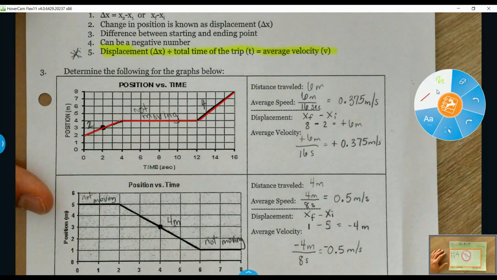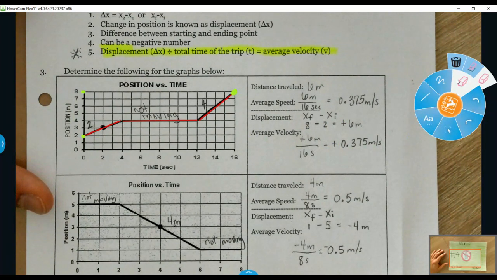Now displacement, final position. So where do I go? At the end of the time, I go to the final position, which is right there. And if I go across, that's at 8. So final position is 8. Our initial position would be at the start, at 0 seconds, and that is at 2. 8 minus 2 is positive 6, over the whole time of 16, and you're going to get a positive value here.